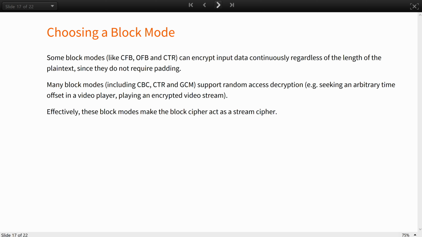Some block modes, like cipher feedback or output feedback, can encrypt input data continuously regardless of the length of the plaintext, since they do not require padding. This is useful for applications that transmit data in streaming where it is inconvenient to add padding bytes. Many block modes, including counter and Galois counter, support random access decryption, like seeking an arbitrary time offset in a video player or playing an encrypted video stream. Effectively, these block modes make the block cipher act as a stream cipher.